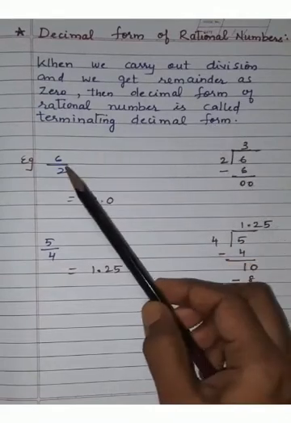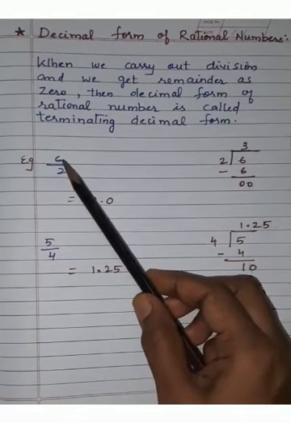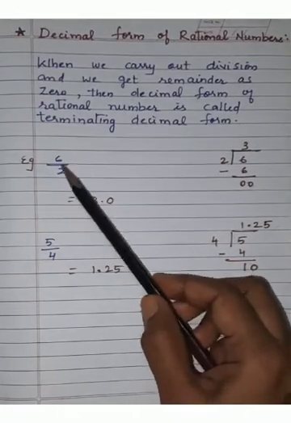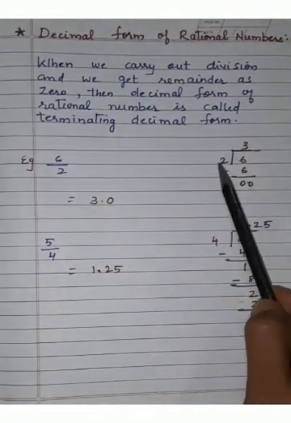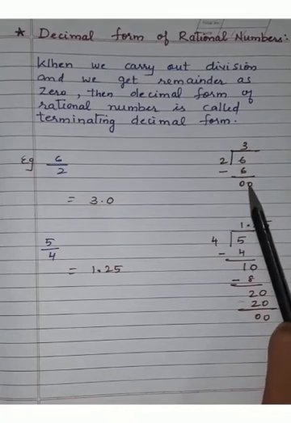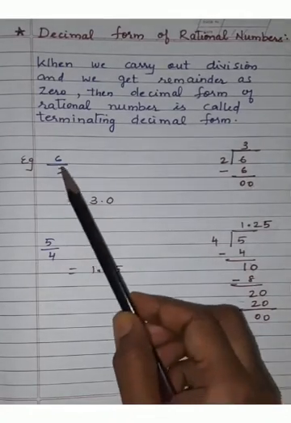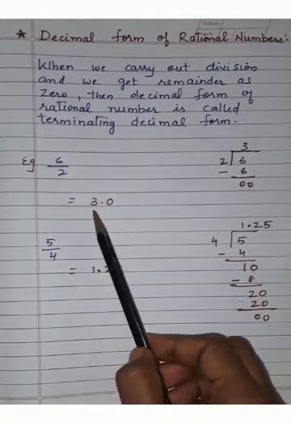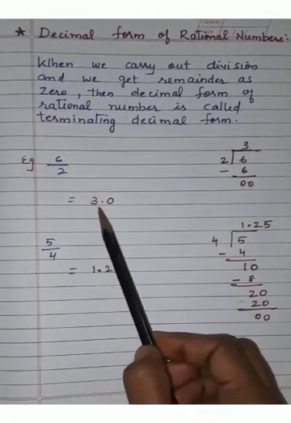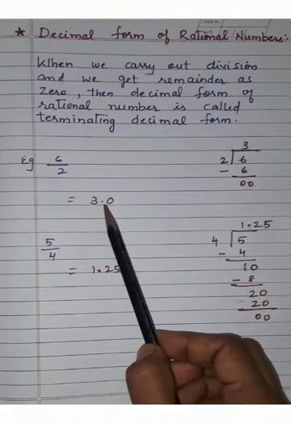Very simple, children. Assume that 6 upon 2 is a rational number. When we divide 6 by 2, 2 3s are 6, and I get the remainder as 0. So that means the decimal form of this rational number is a terminating decimal form. Terminating means stop. Right?